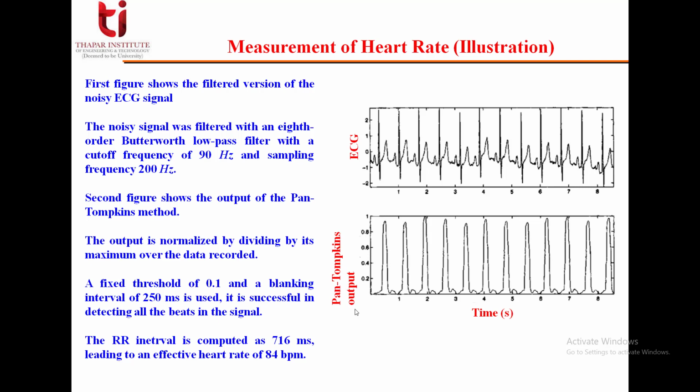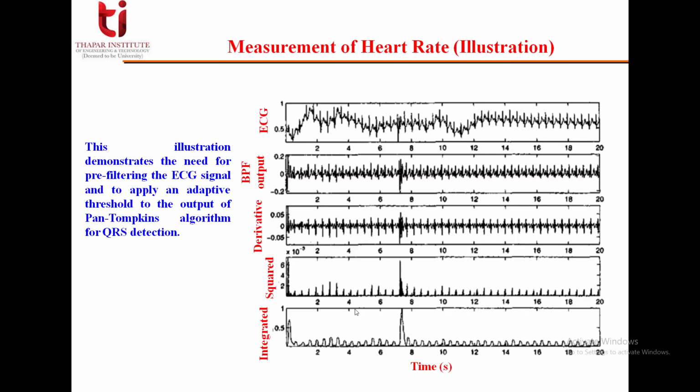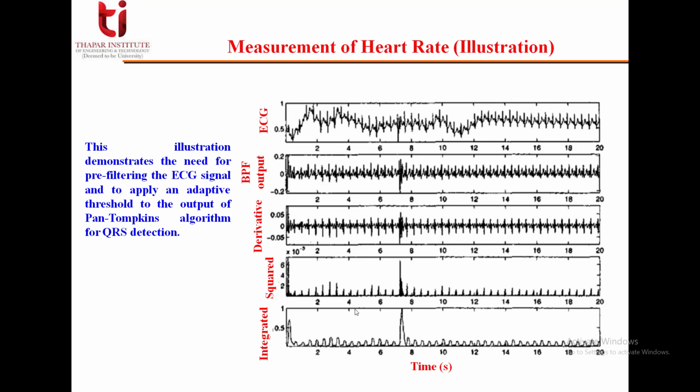And in this, if you calculate, the RR interval is computed as 716 milliseconds, leading to an effective heart rate of 84 beats per minute. Now let's take one more illustration. For this, again, we have considered a noisy ECG signal sampled at 200 Hz. You can see in this figure, the first signal is the noisy ECG signal. And then we have used again the band pass filter to remove the low frequency artifact in the signal. And if you see the final output, it is showing two peaks.